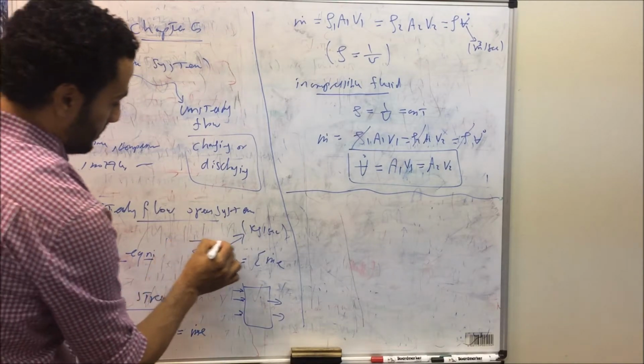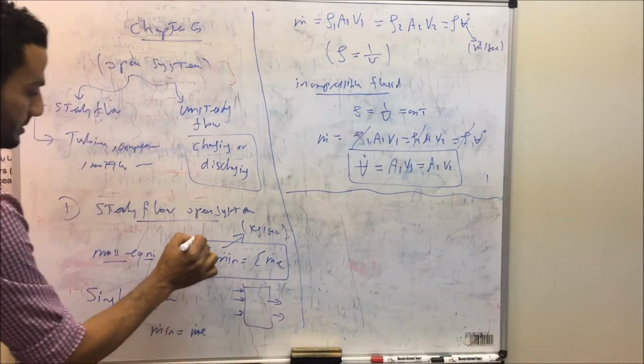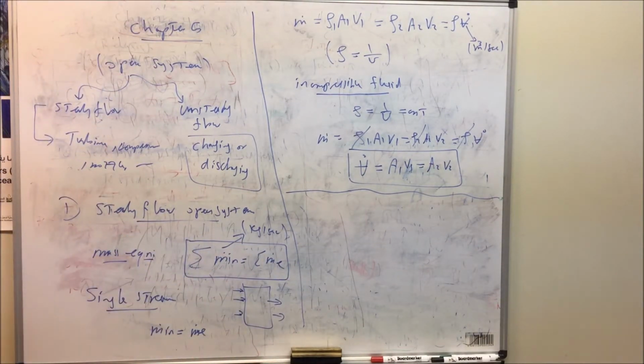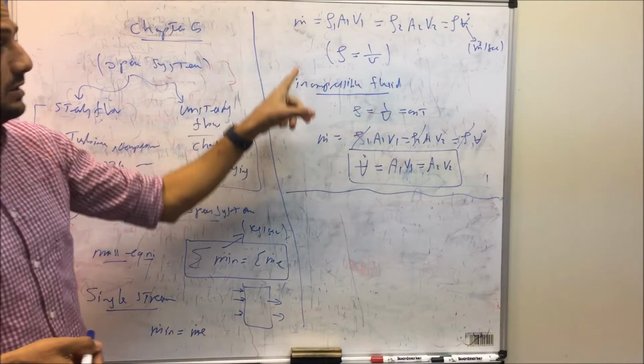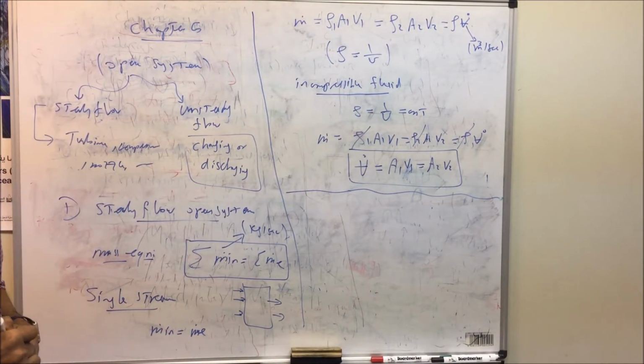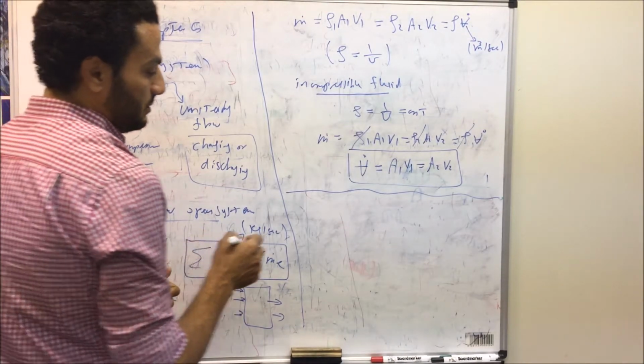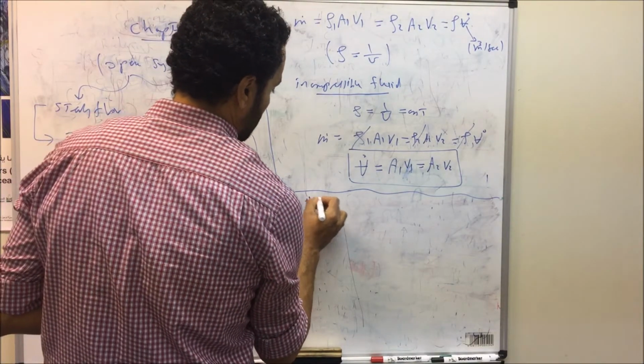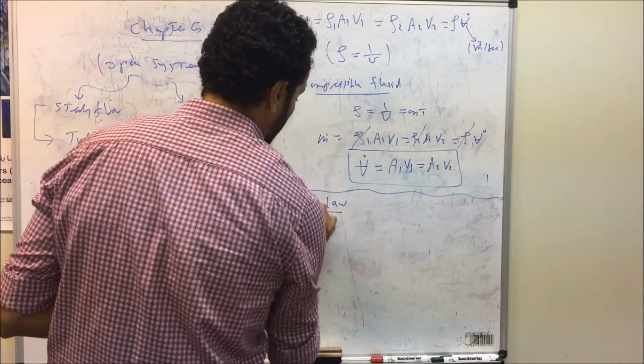As we said, the mass equation is a summation. This is a general case: summation of m dot inlet equals summation of m dot outlet. We have reduced the case for a single stream, where we can remove this summation, and we have reduced it for a special case when we have incompressible flow. Next, we have the second equation, which is the first law of thermodynamics for an open system.